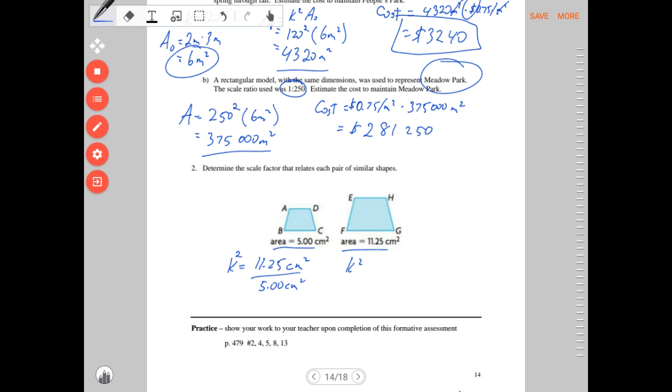So K squared is equal to 2.25. Awesome. Remember, the centimeter squared cancels. Now, in order to get rid of the squared and leave me with just K, I have to square root both sides. So the square root of 2.25 is 1.5. Just type that into your calculator. So the scale factor is 1.5.